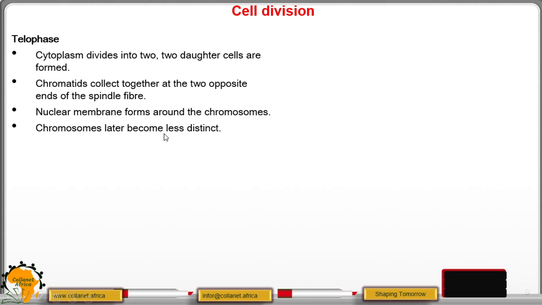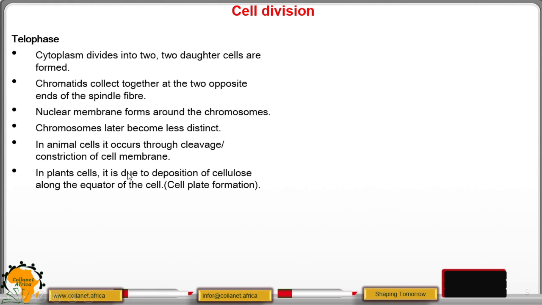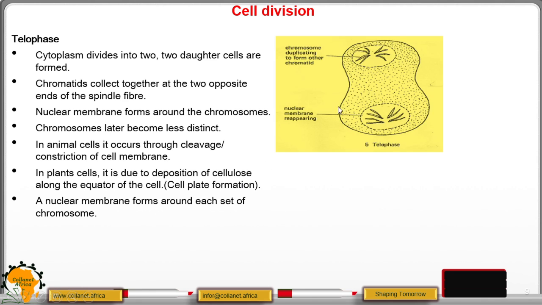Then the chromosomes become less distinct, and in animal cells it occurs through cleavage or constriction or shrinking of the cell membrane. In plant cells, it is due to deposition of cellulose along the equator. So we have what we call cell plate formation. Nuclear membrane forms around each set of chromosomes. So we are saying the cytoplasm divides into two, and there is a nuclear membrane forming. So the chromosomes become even less distinct.